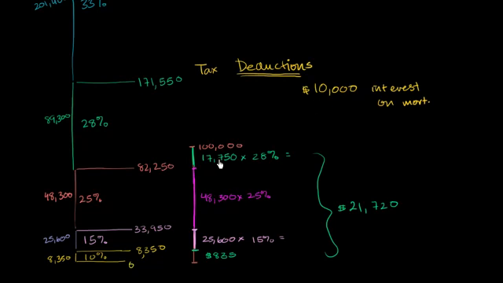So if this person right here had a $10,000 tax deduction, instead of saying that they made $100,000 that year, they would say that they made $90,000. So once again, the deduction does not come directly from the taxes. That would be a tax credit. The deduction comes from the reported income.